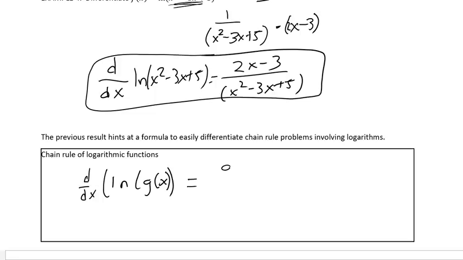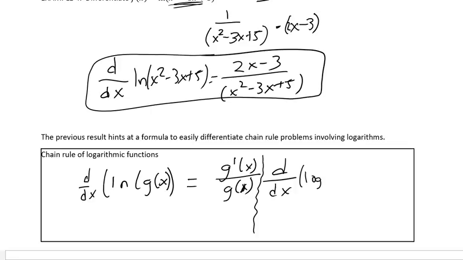And if you have any other base, so log base a of g of x, it's going to be the same. It's going to be g prime of x over g of x times the natural log of the base, just as our original function was.